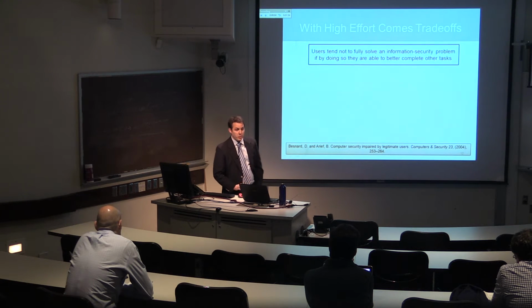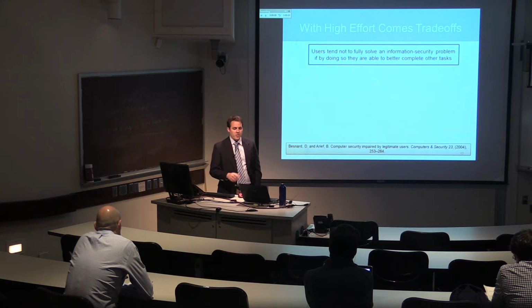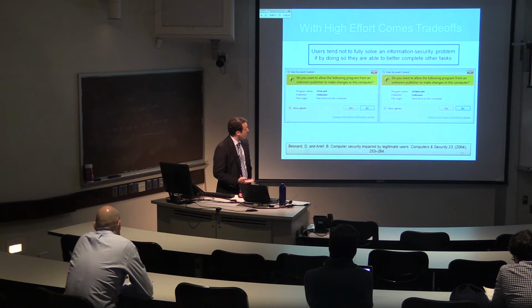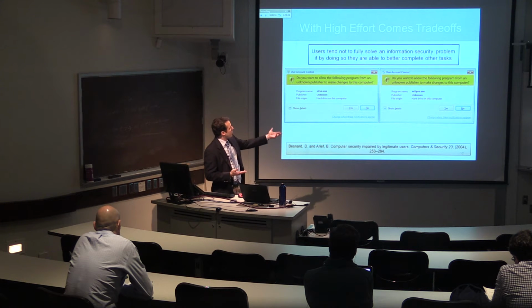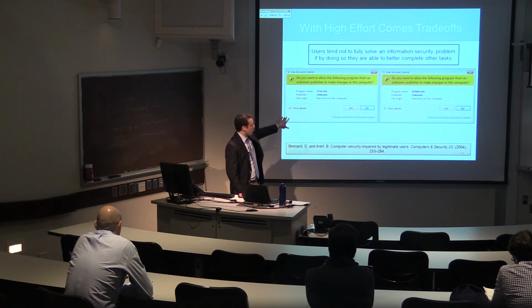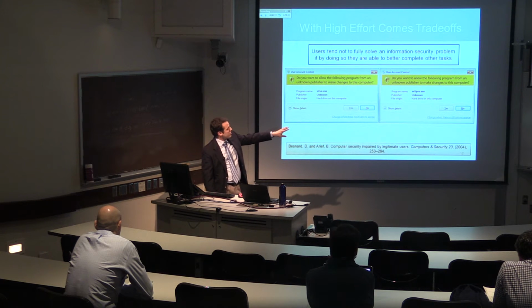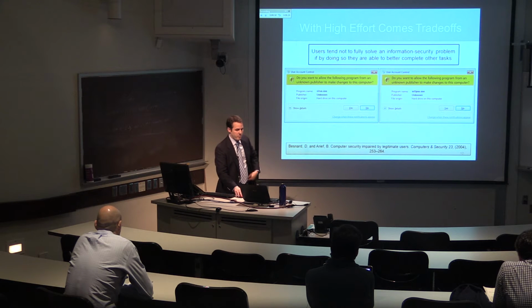Because past work has observed that users tend not to fully solve an information security problem if by doing so, they're better able to complete other tasks. For example, a common problem that users have to address, or a task people have to complete, is to decide whether to grant access to some executable in Windows. Users may not fully solve this by always clicking yes or always clicking no. If they always click yes, they grant access to a malicious program on the left. If they always click no, they don't grant access to a beneficial Java IDE on the right.